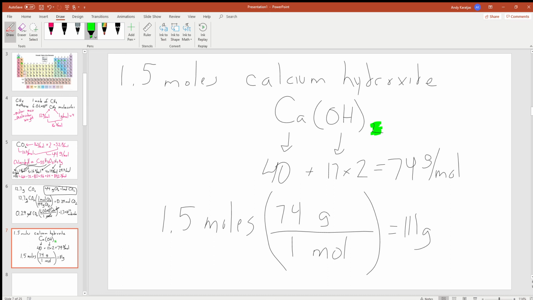But recall, our starting number has only 2 significant figures. That means our ending number also needs to have 2 significant figures. So our 111 grams here will get rounded to 2 significant figures, or 110 grams.